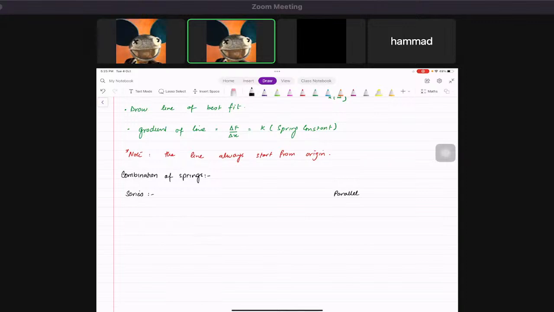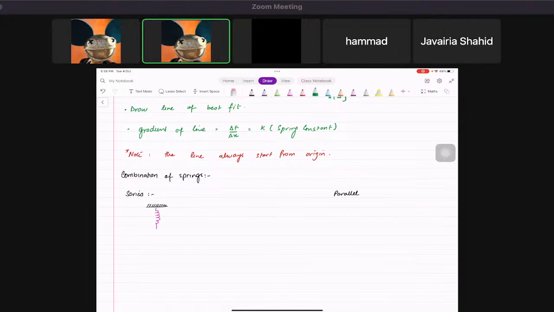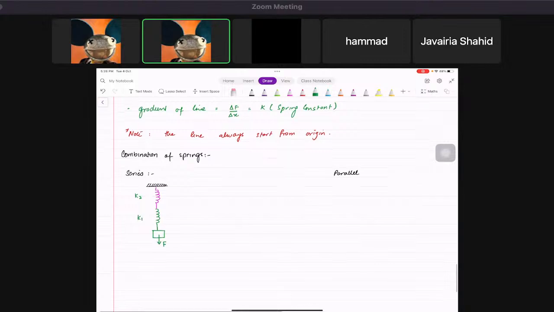Series basically means that you got one spring connected like this, the other spring connected like this, and then you have a load or a force acting here. This spring is K1, this spring is K2, suppose. That's the spring constant, right?